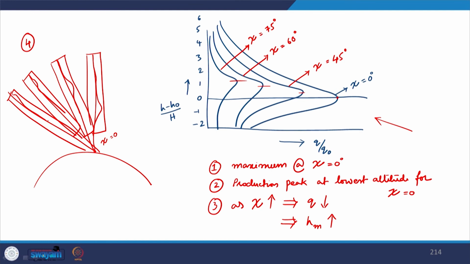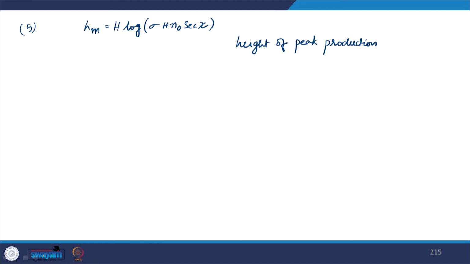Right. Now, conclusion number 5, let us say, is the height of peak production h_m, which is given by H log of n0 σ secant chi. What is this? This is the height of peak production. So, the height of peak production depends on the cross section, the scale height, which is again, you can take individual scale height for different gases, the concentration N0 and the angle chi, and is independent of the incident intensity. So, this is the major conclusion.